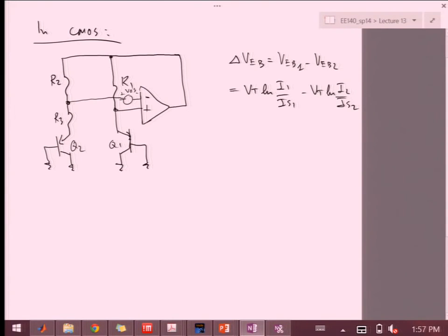We use PNPs here simply because in an N-well process, I have an N-well, that's my base, and then I have the P contact and the P substrate, and that's my PNP transistor. Right? So that's what I'm going to be using in a MOS process. And then this is really just VT ln of I1 over I2 times IS2 over IS1.